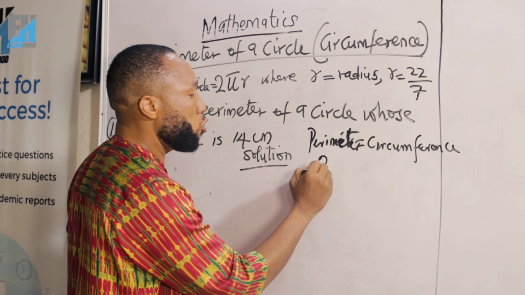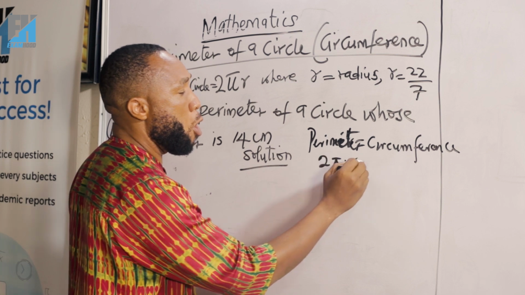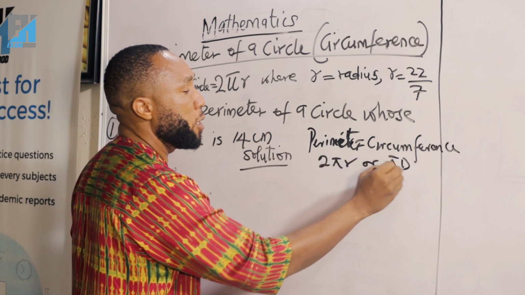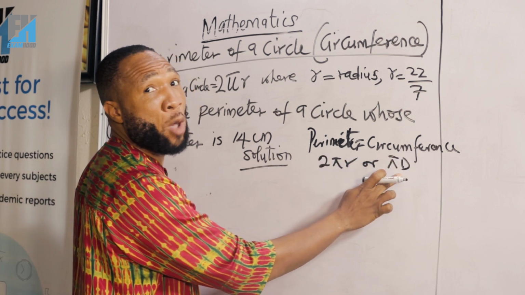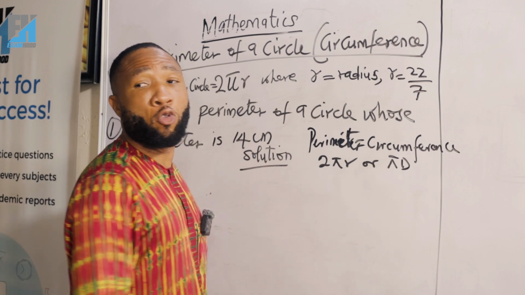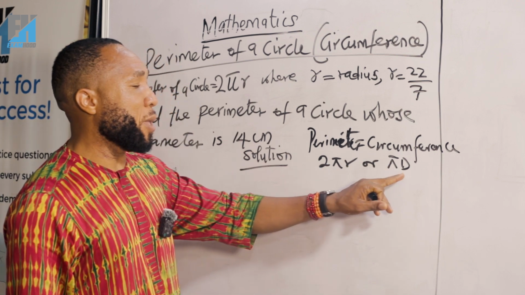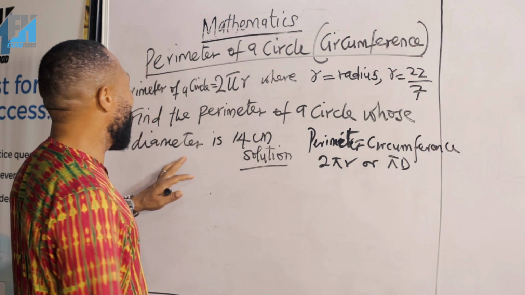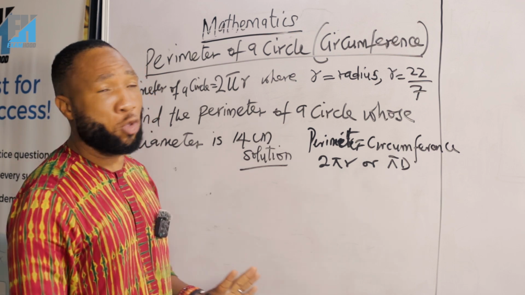you use what? 2 pi r or pi d. In the situation whereby you are given diameter, when you are given radius, you use 2 pi r. When you are given diameter, you use pi d. In this situation right now, you are given a diameter. You don't need to stress yourself.